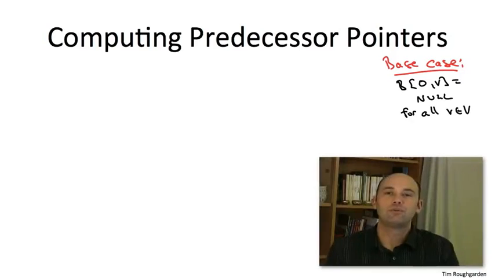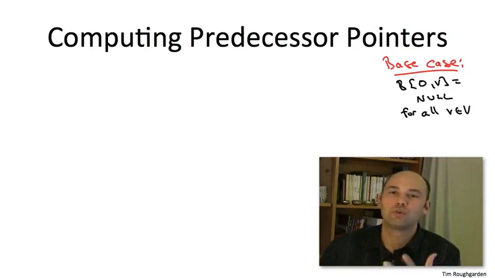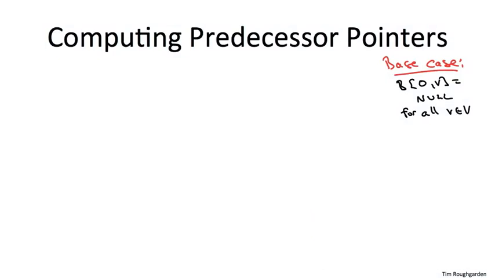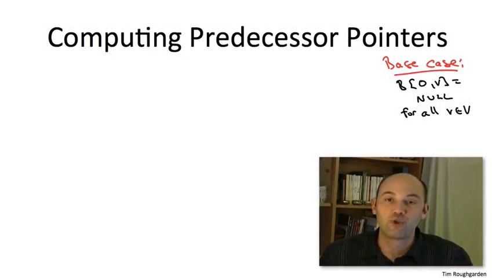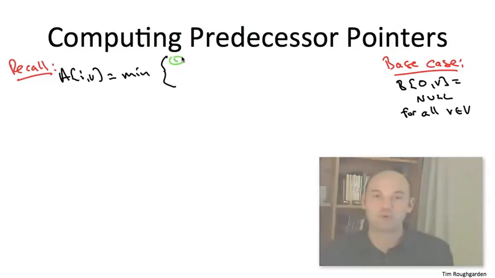So the way we're going to fill in the entry B(i,v) is going to depend on which of the candidates won in the competition to be the shortest path for A(i,v). In essence, this predecessor pointer B(i,v) is just caching the results of the competition we ran to find the shortest path for A(i,v). So to make this precise, let's just recall the formula that we used to compute A(i,v), given the solutions to the last batch of subproblems.